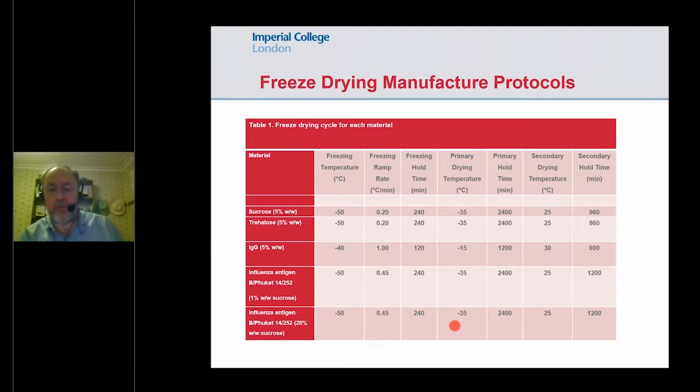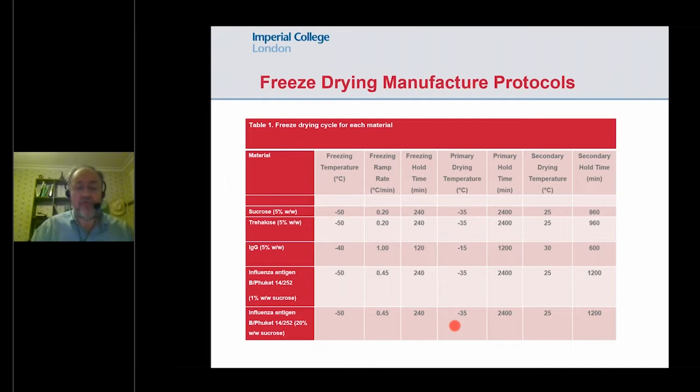I'm going to briefly comment on the protocol for making the samples that we'll be looking at. We've got sucrose and trehalose samples, which are basically a 5% solution, so 5% sucrose, 95% water. And we've got a range of commercial formulations, which include some antigens: a flu antigen at a much lower concentration, and then also an influenza antigen, again at different concentrations.